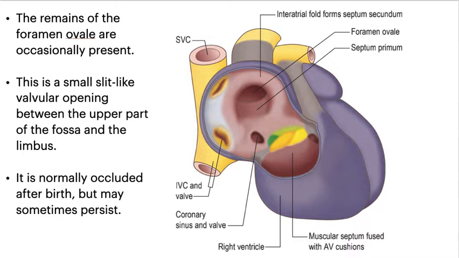The remains of the foramen ovale over here are occasionally present. This is a small slit-like valvular opening between the upper part of the fossa and the limbus, which is normally occluded at birth but sometimes persistent.